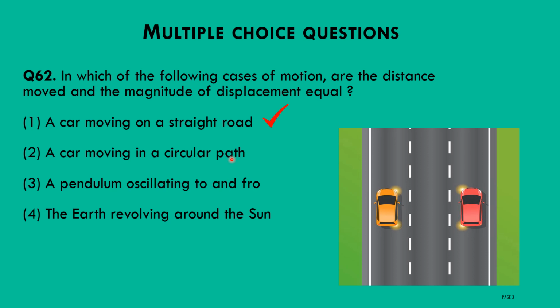Then the remaining three options. A car moving in a circular path is a circular motion. In circular motion, displacement will be 0 because the initial point and end point are both the same. A pendulum oscillating to and fro is an example of oscillatory motion. The earth revolving around the sun is also a circular motion. Always remember, when an object is moving in a circular motion, displacement will always be 0. That point you have to remember.